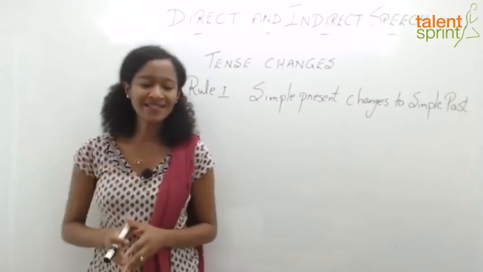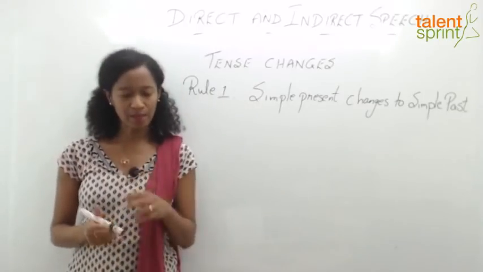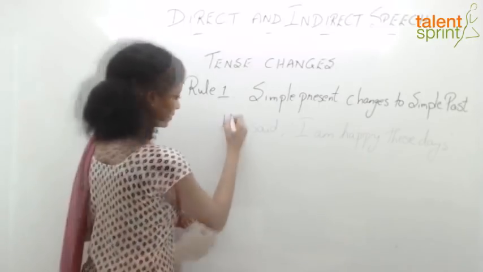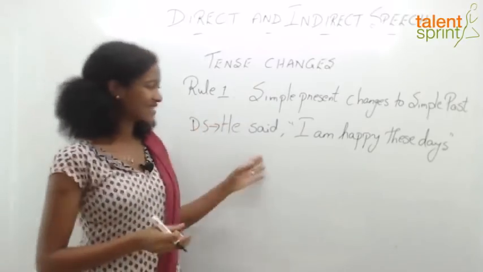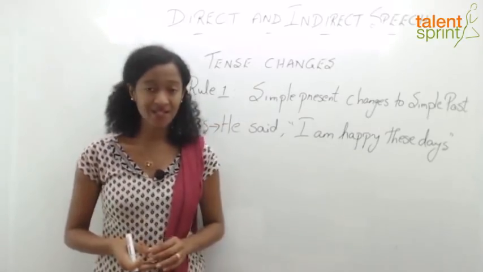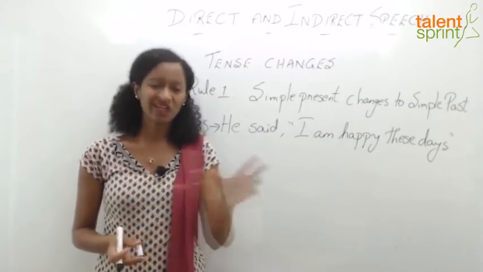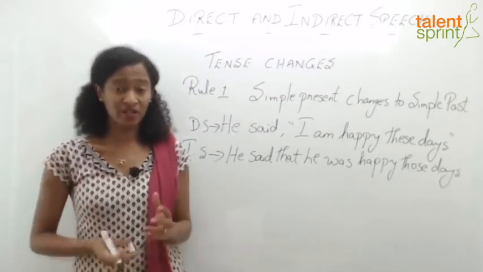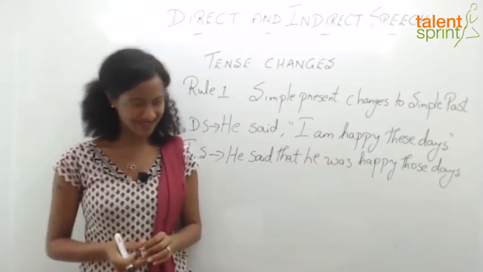So rule number 1 is the simple present tense changes to the simple past tense. Let's look at an example. So this is our direct speech. He said, "I am happy these days." Apply the obvious changes that we make when we convert a direct speech to an indirect speech. So the indirect speech, again, let's look at it. He said that he was happy those days.